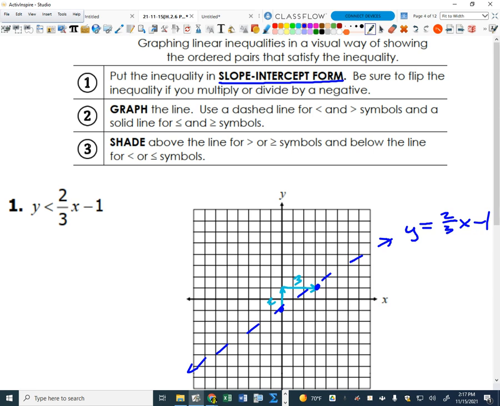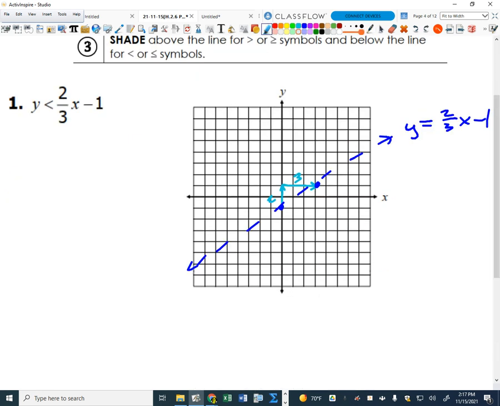Below it, sure, because we're talking vertically, right? So less than vertically means below, doesn't it? Less than horizontally would mean to the left, right? So we're just going to be shading below the boundary line, and here's what we get. We're just shading that entire half plane.